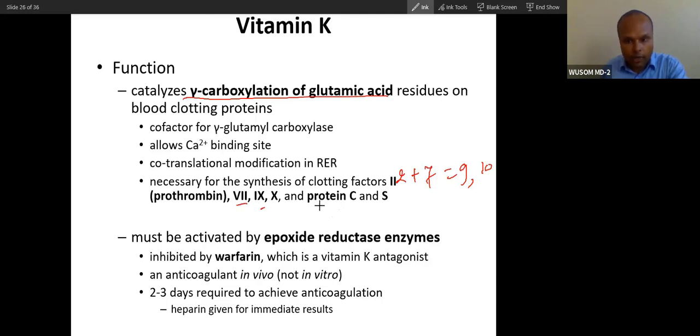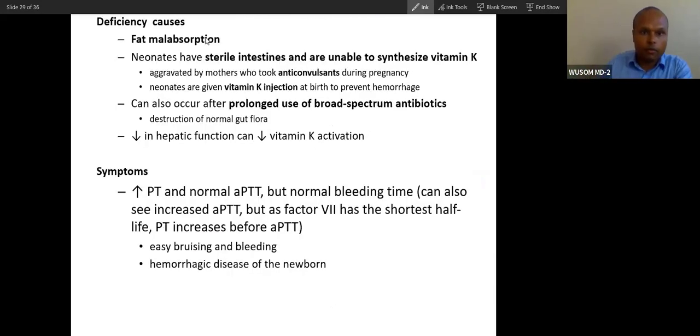In addition to these clotting factors, protein C and protein S are also there. Just remember 2, 7, 9, 10. These clotting factors will bind to calcium through these gamma carboxylated hands. So this is the fact. So these are the causes of deficiency.